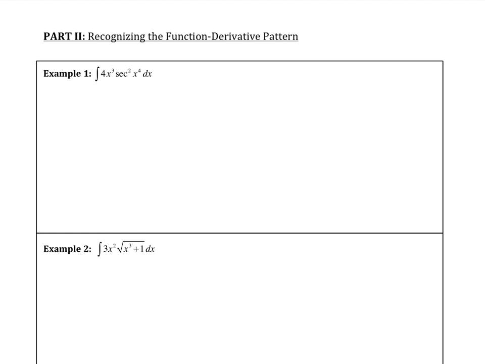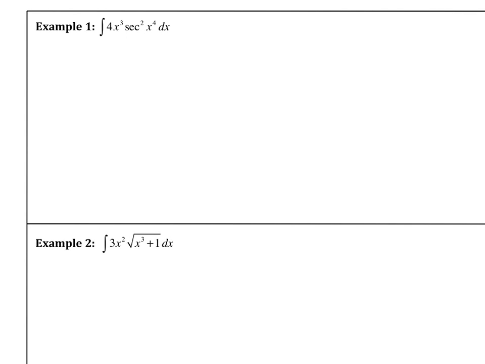Okay, so for now, let's just practice finding the function derivative pattern when we don't know what the answer is already supposed to be. Okay, so in this first example, the integral of 4x cubed times secant squared of x to the 4th dx. All right, well, the question is, do we see a function and its derivative hanging around somewhere? And the answer, hopefully, is yes, right? I notice that this x to the fourth is here, and the derivative of x to the fourth is 4x cubed. So that tells me that this is my u, and this here is my du dx.